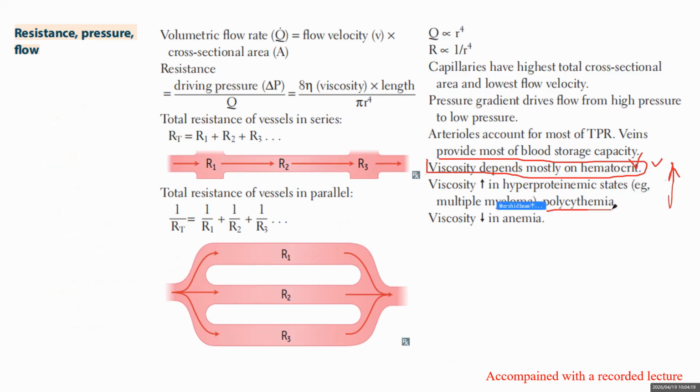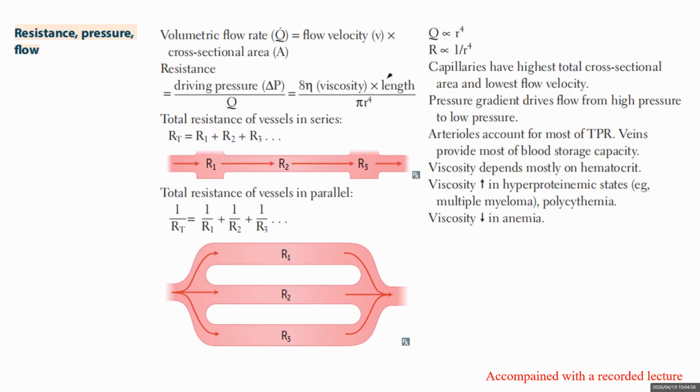For example, it happens in polycythemia, and it happens in hyperproteinemic states, for example multiple myeloma, right? And definitely in anemia, what happens? The hematocrit gets reduced. Why is that? Because the RBCs are reduced and the patient is anemic. So definitely the viscosity also drops. So what is going to happen when the viscosity is decreased? The resistance is also decreased, right? Because in anemia the blood becomes less viscous, the resistance decreases. So the main message is that the viscosity depends mostly on the hematocrit.